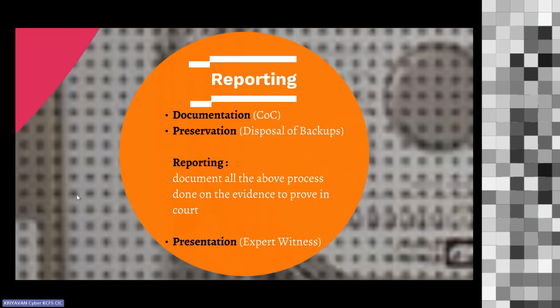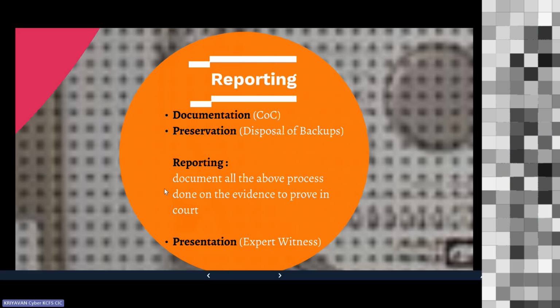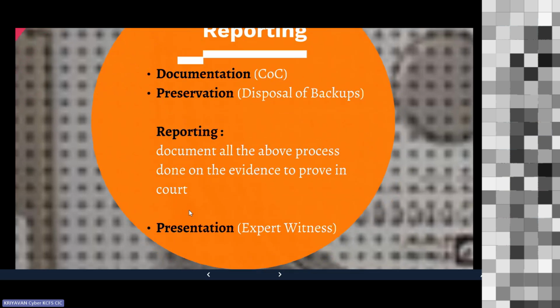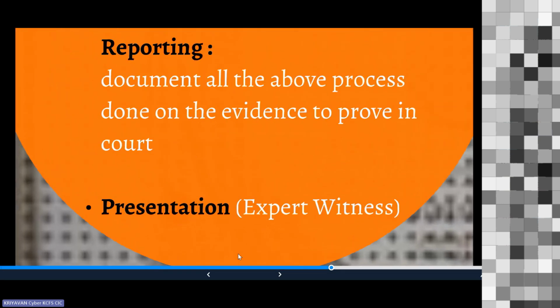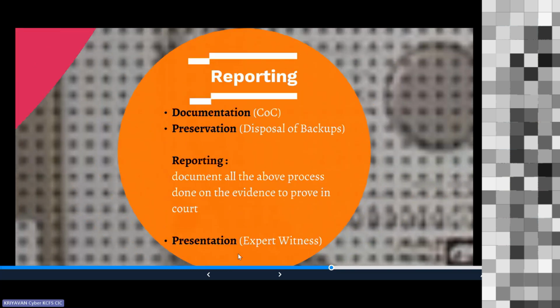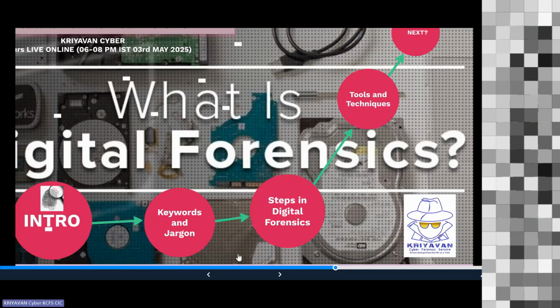Final is reporting, document the chain of custody. If we have taken some evidences, that's an area called disposal of backup or disposal of evidence. We will see this in a complete course, right? There's a separate study on disposal of evidence with respect to privacy laws. Fine. Finally, make a report, the forensic report. Then you go to court and present as an expert witness. So this is called the steps in digital forensics.